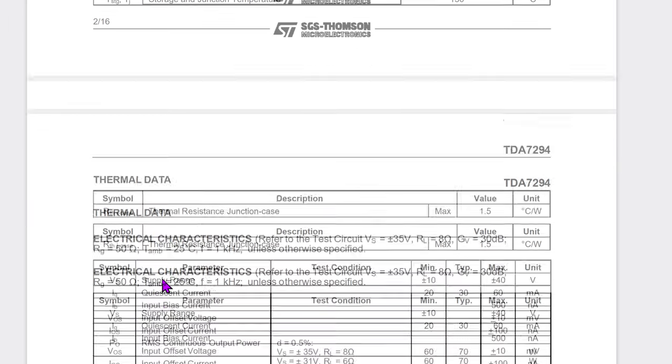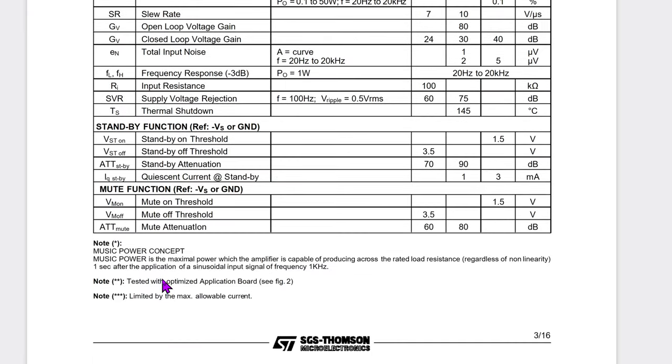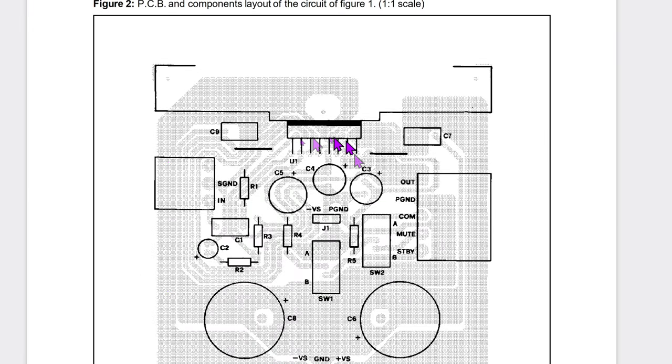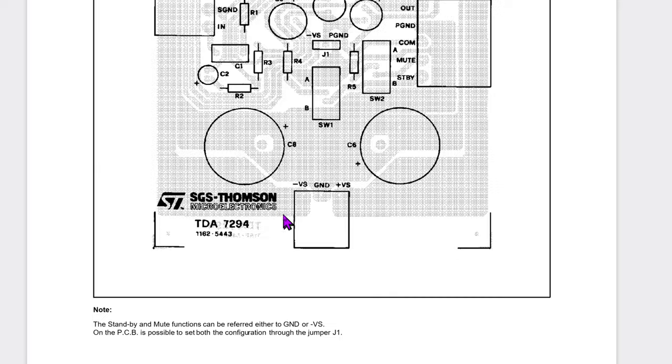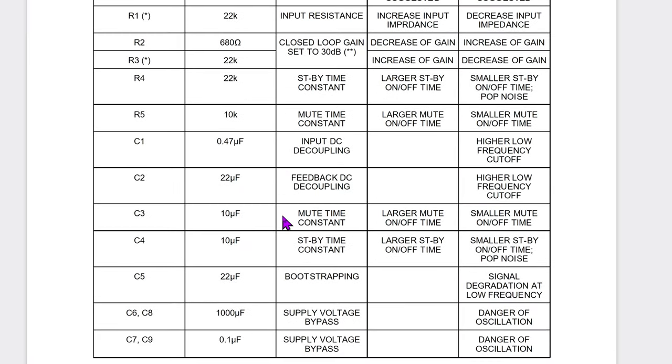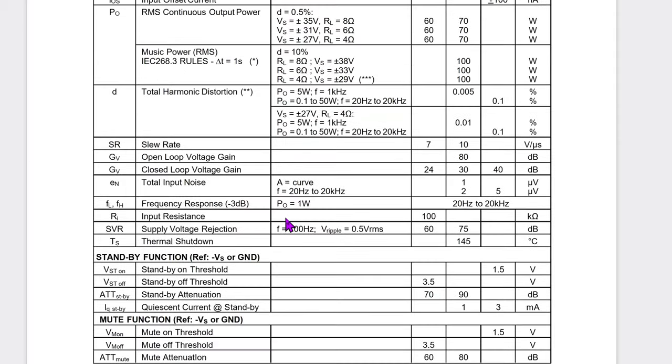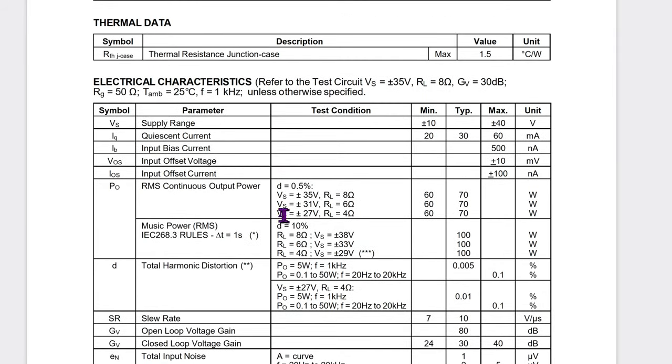But what I am saying is this seems to be a tried and tested amplifier, and the data sheet even comes with the circuit layout, even the list of components that you should use for this type of amplifier. Now, what is of interest are the specifications. So if you look here, it says power output, RMS continuous power output. You'll see it says there minimum 60, typical 70. And over here it says music power RMS 100 watts.